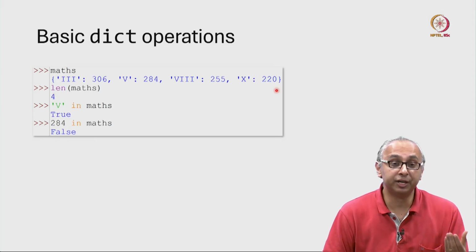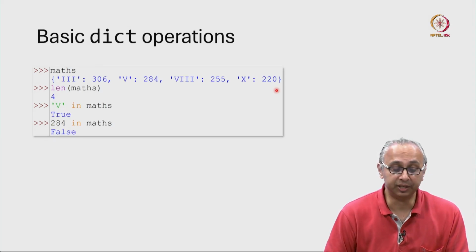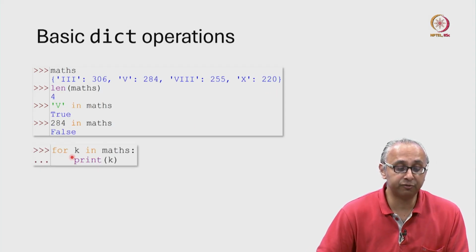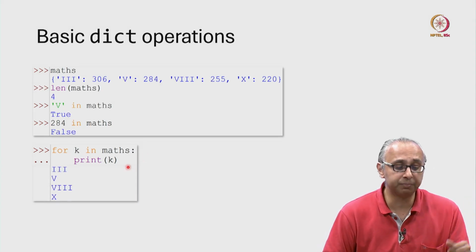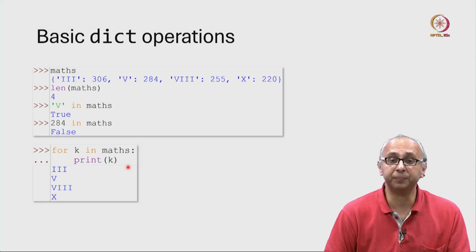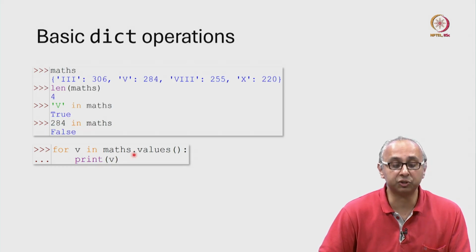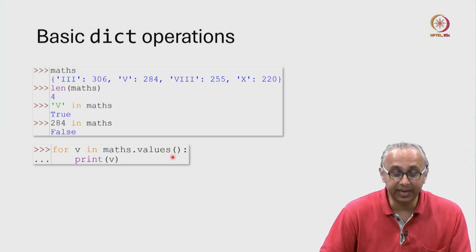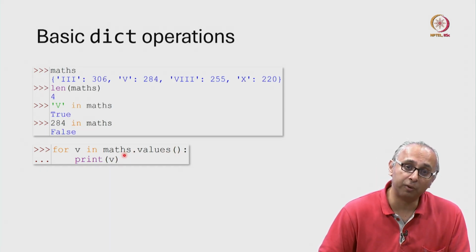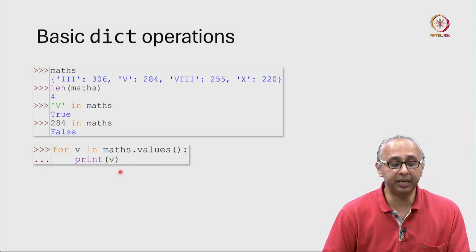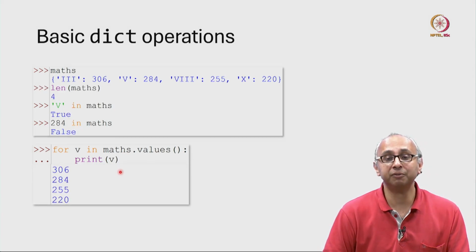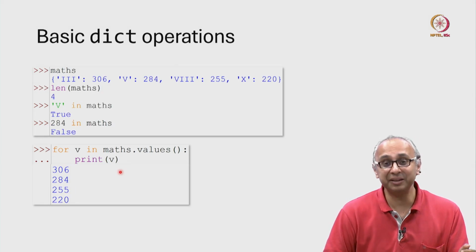I can iterate through the keys in a dictionary. For example, I could say for every key k in maths, print this k, and this would simply list out the keys for me. If I'm interested in the values, I can run a similar for loop. I would have to say for v in maths.values, so this is a method on the dictionary object maths, I could print v, and that would of course print the values.